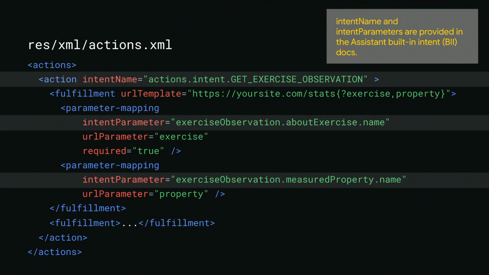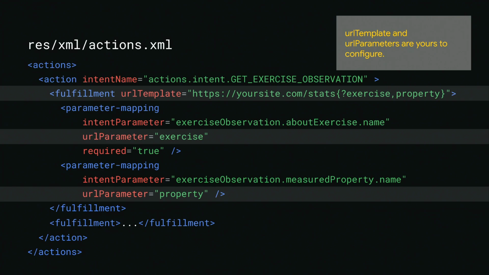The second one we've defined is exerciseobservation.measuredproperty.name. And this is going to map over to the exercise property that the user is asking about. For example, distance, pace, or calories.